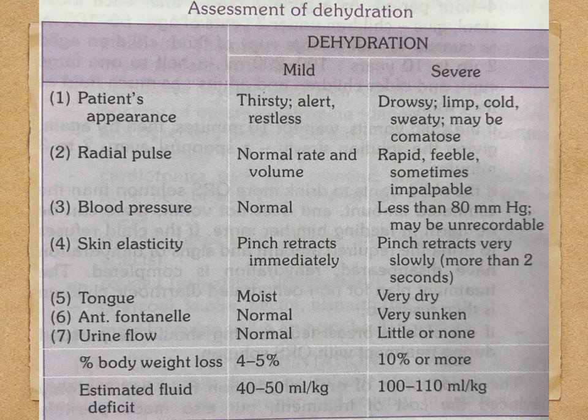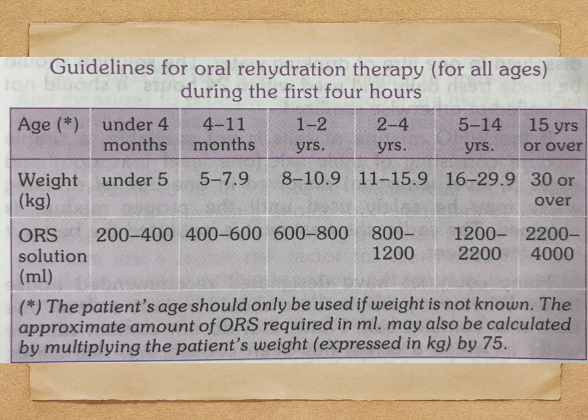You can go through this slide and see how we classify mild and severe dehydration as far as the patient's appearance is concerned. Radial pulse, we consider the blood pressure, skin elasticity, tongue if it's moist or very dry, anterior fontanelle, especially in very small children, infants. Then urine flow, percentage of body weight loss, estimated fluid deficit. Then in this slide, you can see guidelines for oral rehydration therapy for all age groups.